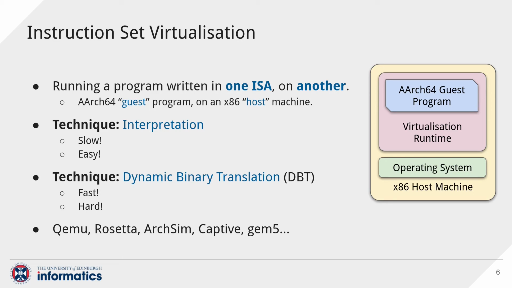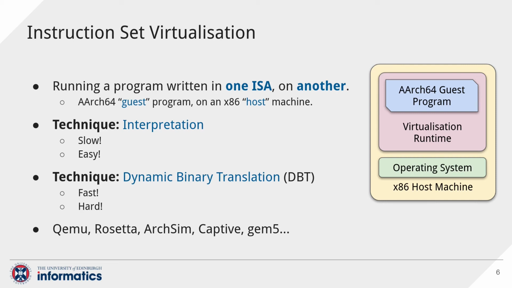A better technique is dynamic binary translation, or DBT. DBT is much faster because you're taking sequences of guest instructions and turning them into sequences of host instructions. So it's very fast, but it is hard. There's lots of things that you need to take into account when doing DBT, and you have to build JIT compilers and all sorts of things in order to get the most benefit out of it.